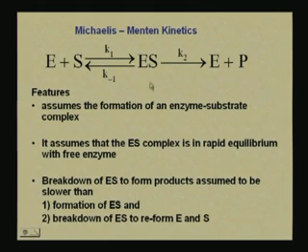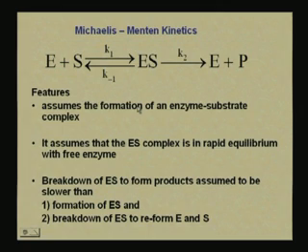So, what we assume here is that the breakdown of ES to form the products is slower than the formation of ES and also slower than the breakdown of ES to reform E and S. So, what are we saying here? We are saying that both K minus 1 and K2 are small. Because the breakdown of ES to form the products is slow, and going back to form the enzyme and the substrate again is also a slow process.